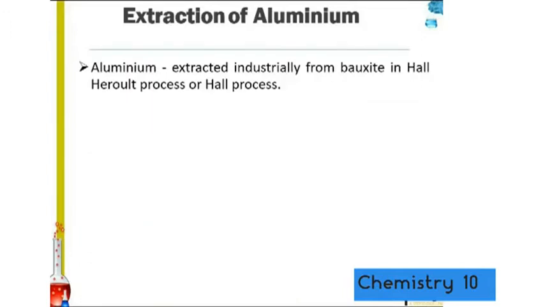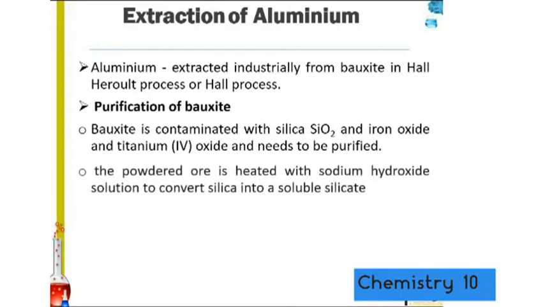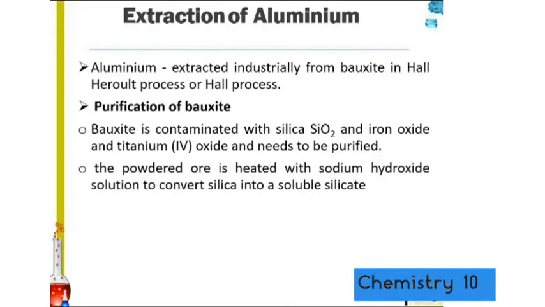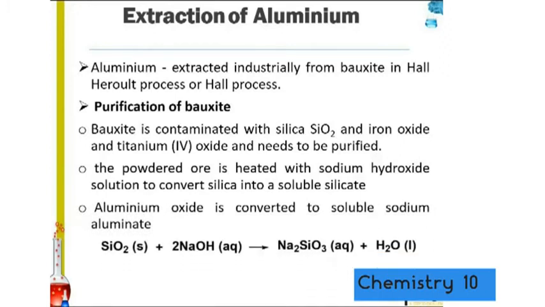So to review that further, aluminum is extracted industrially from bauxite using the Hall process. The Hall process removes contaminants such as silica, iron oxide, and titanium oxide from pure aluminum. In the reaction, powdered ore is heated with sodium hydroxide solution to convert silica into a soluble silicate, and aluminum oxide is converted into a soluble sodium aluminate. We can see these reactions here.